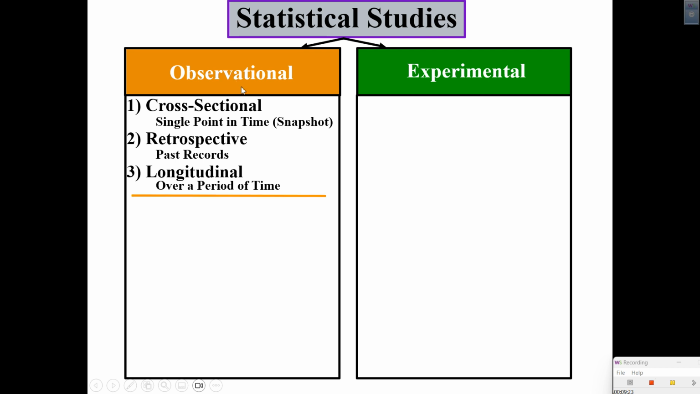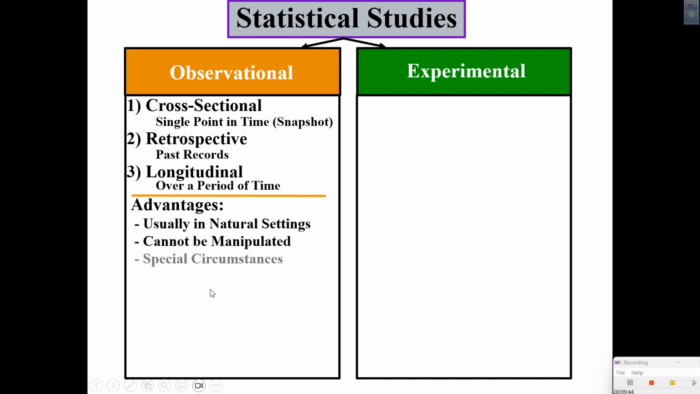Now, what are the advantages of all these three? Advantages. It's usually done in a natural setting, so it's done by observing in any place. You cannot manipulate the outcome. You actually just observe and record. There are special circumstances to take in consideration, but those happen within that observation.